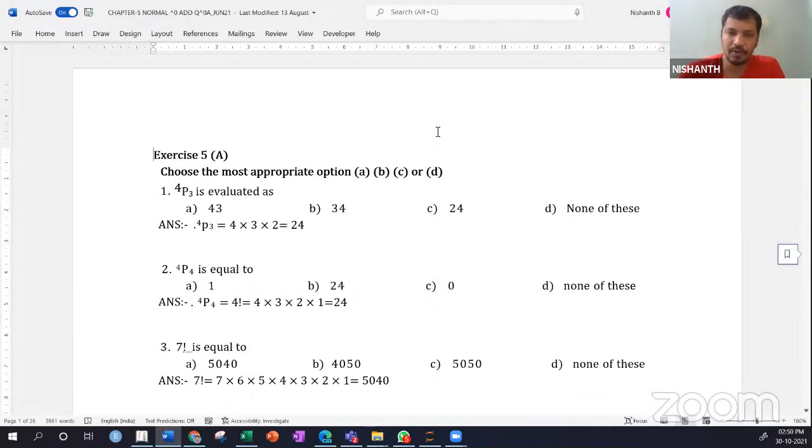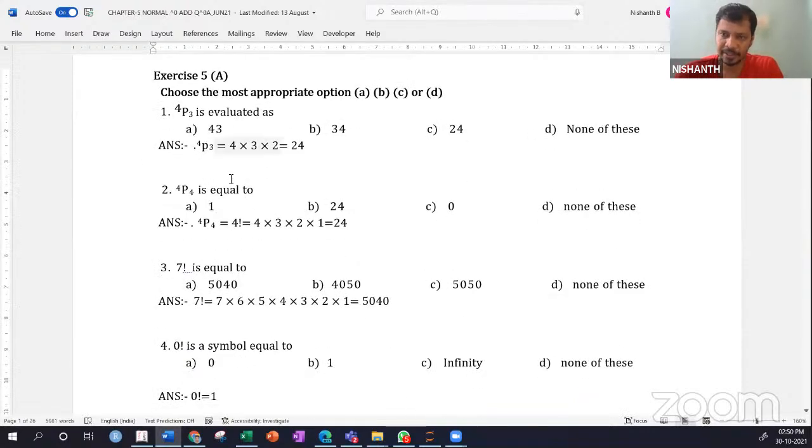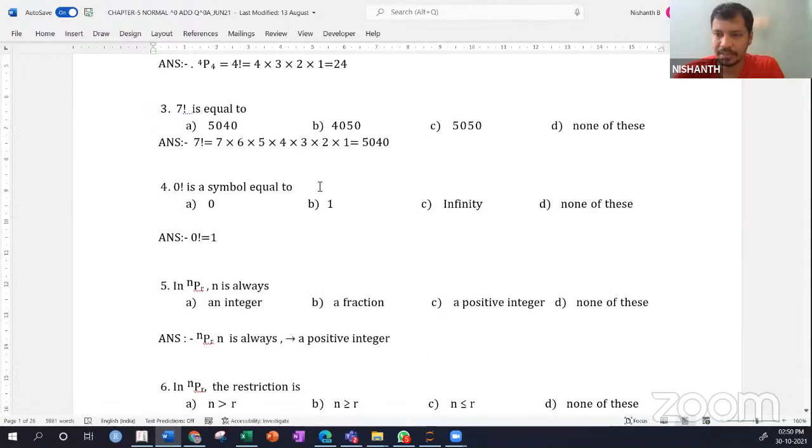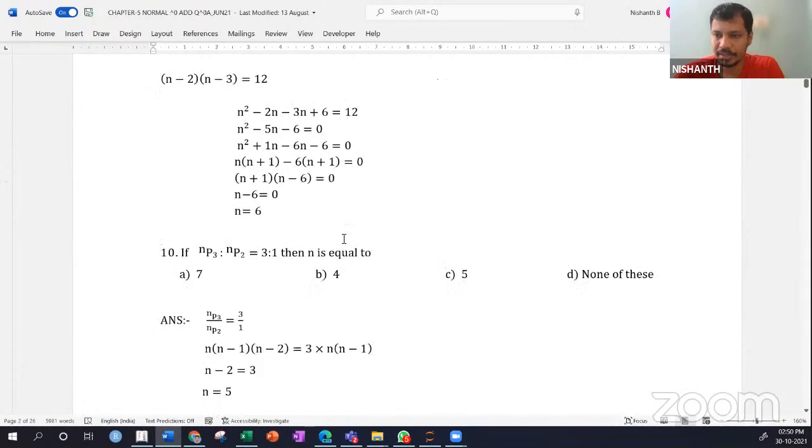Okay. So formulas, I think you guys are familiar, which I gave you in the first class. We normally use formulas like 4P3, which is 4 into 3 into 2, where you go backwards. And 4 factorial means that you go backwards till 1. And 0 factorial is always 1. So these are all very simple problems.